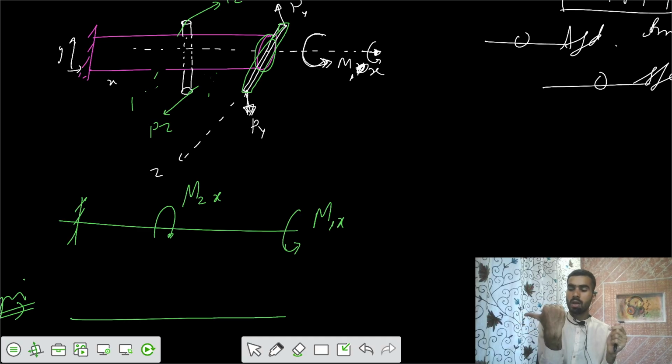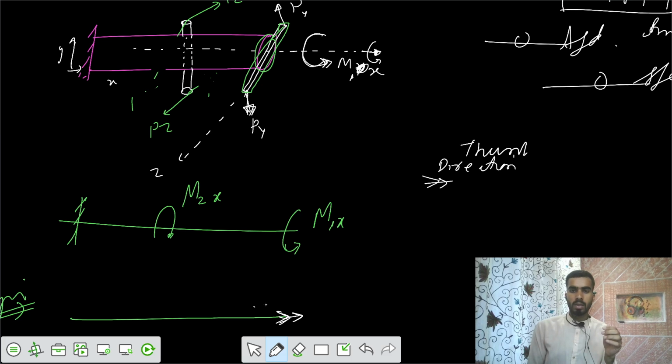So your thumb points away from the cross section, and we represent it by the two arrows. This is the direction of the thumb. So we can write here moment m1x. Similarly, you are applying a moment of m2x.